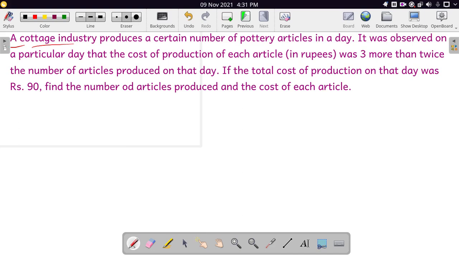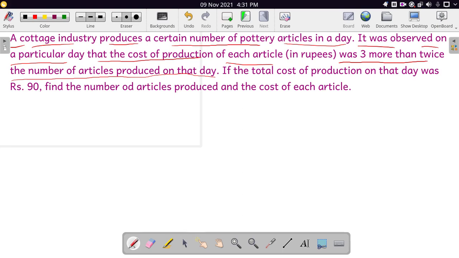A cottage industry produces a certain amount of pottery articles in a day. There is a cottage industry. It produces a certain number of pottery articles in a day. It was observed on a particular day that the cost of production of each article in rupees was 3 more than twice the number of articles produced on that day. Okay, so basically the way a cottage industry works, for each and every day they maintain a balance sheet, and in that particular balance sheet the output of each day is there. Monday, this is the number of output. Tuesday, this is the number of output.